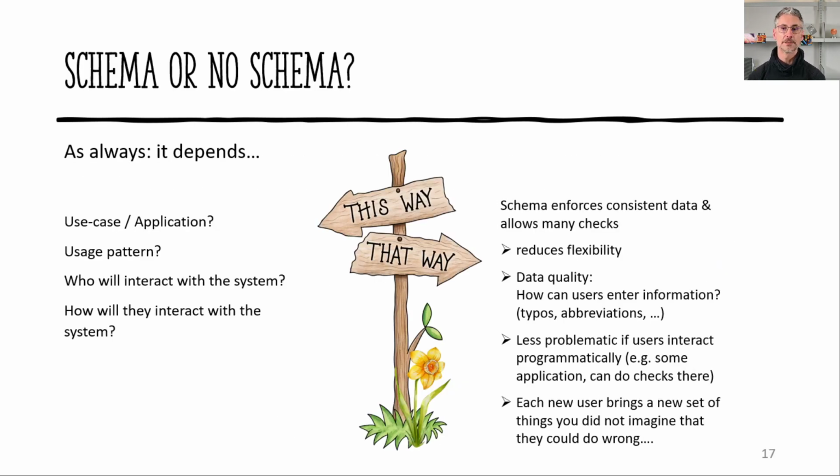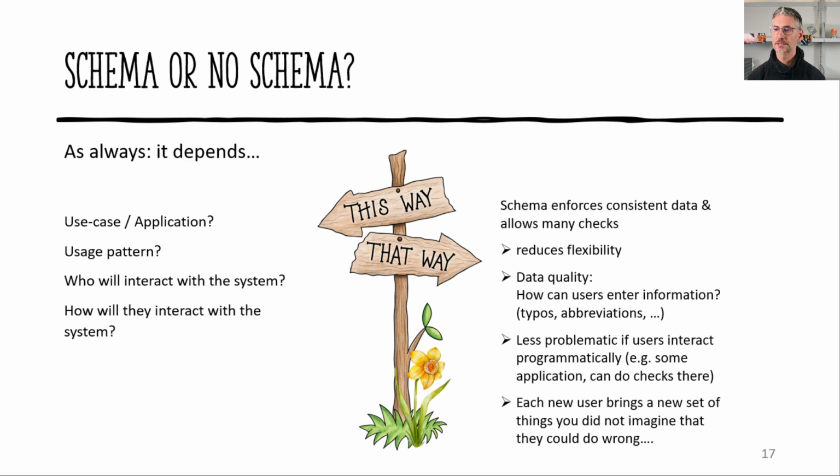And then the general question is schema or no schema, right? So relational databases rely on the schema, NoSQL databases typically don't have a schema. What's right for you? As always, it depends. It depends on the use case or your application and your usage pattern. It also depends on how and who will interact with your system. Like, will you have a separate front-end system that interacts with the database, or will your users interact with the database more directly?